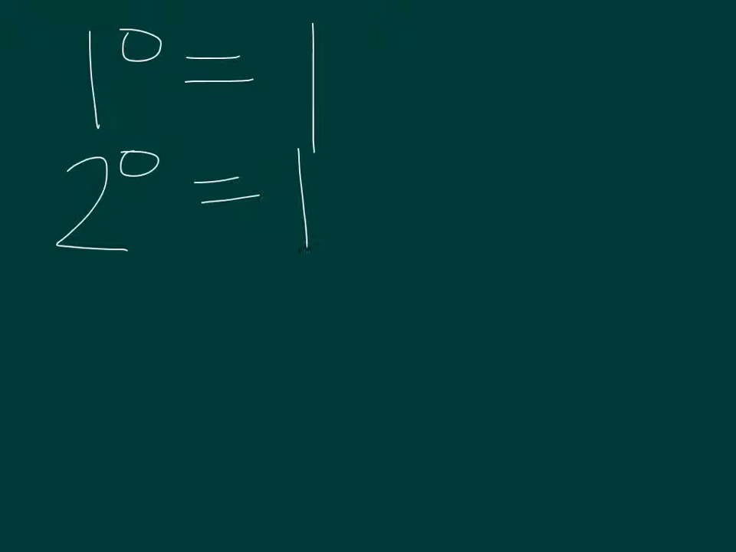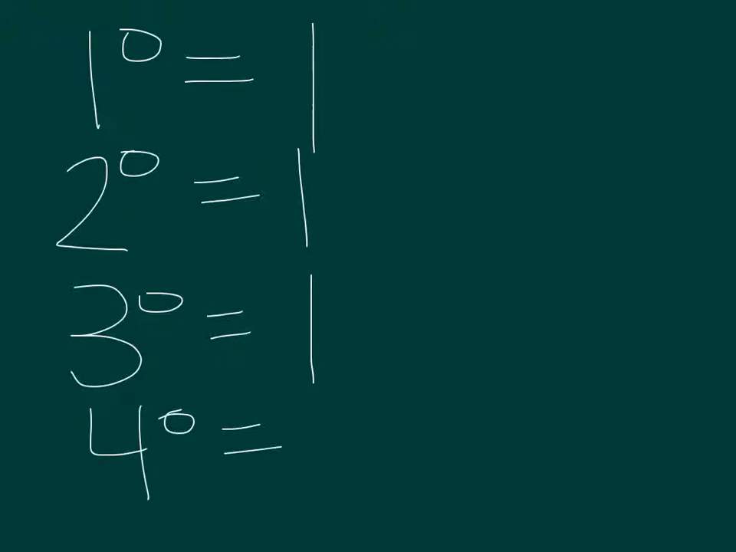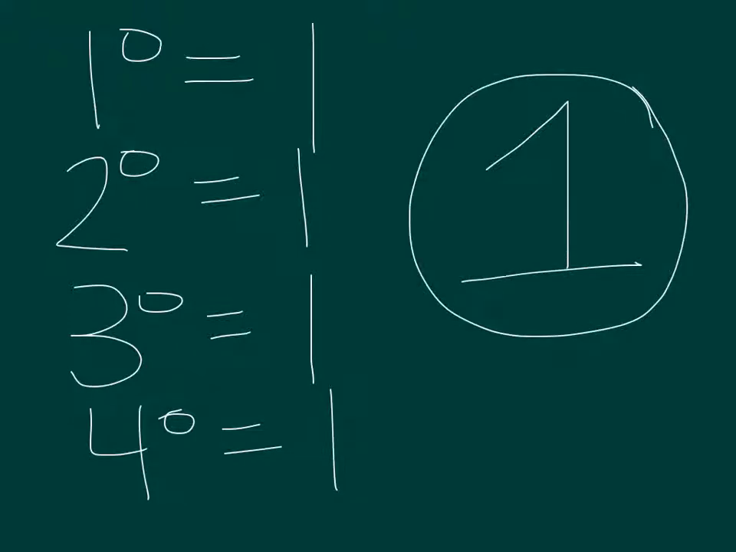Let's do another important aspect of exponent. The 0 exponent. 1 to the 0 power is 1. 2 to the 0 power is 1 again. 3 to the 0 power is 1 again. 4 to the 0 power, any guesses? Probably 1. So what you should be learning here is that any number to the 0 power, or anything to the 0 power, equals 1. That's an important thing to know.